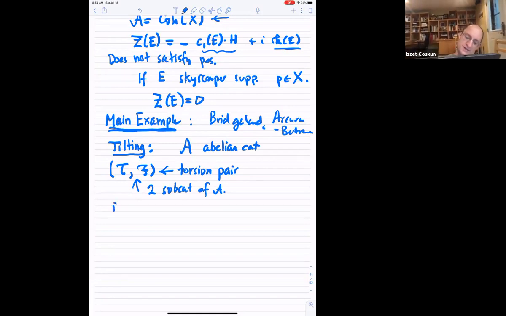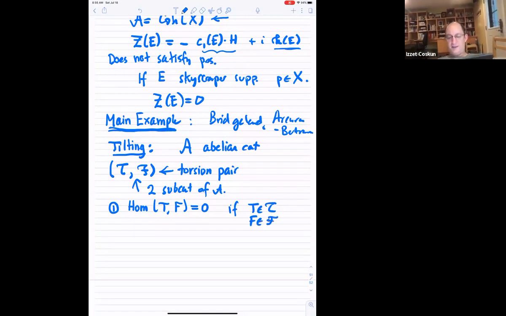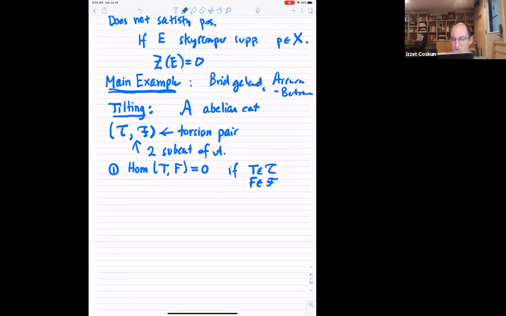So the first thing is that there should be no homomorphisms, like Hom from T to F should be 0 if T is in this T category and F is in this F category. And the way you remember this is that if you have a torsion sheaf and a torsion-free sheaf, you don't have any homomorphisms from the torsion sheaf to the torsion-free sheaf other than 0, right?